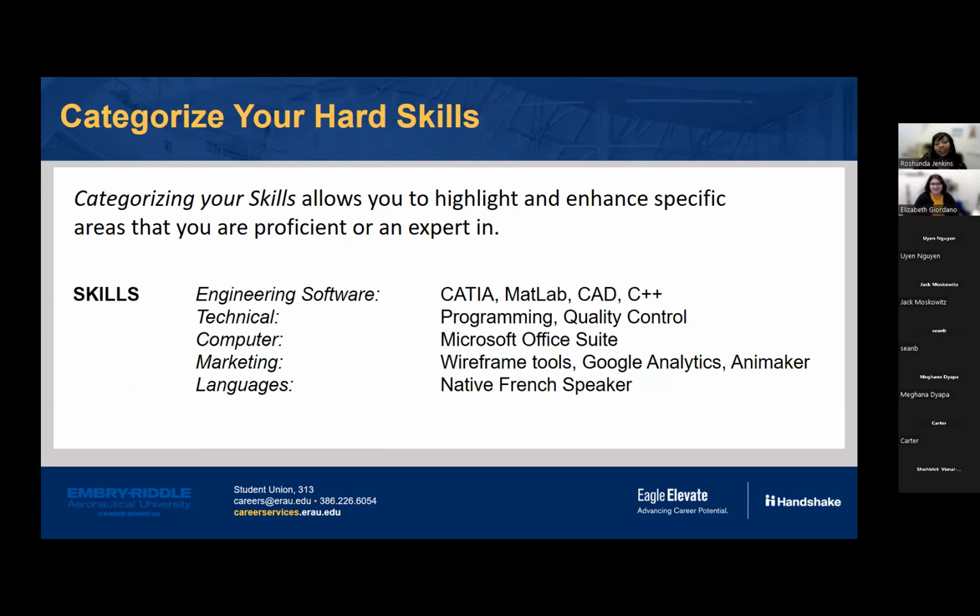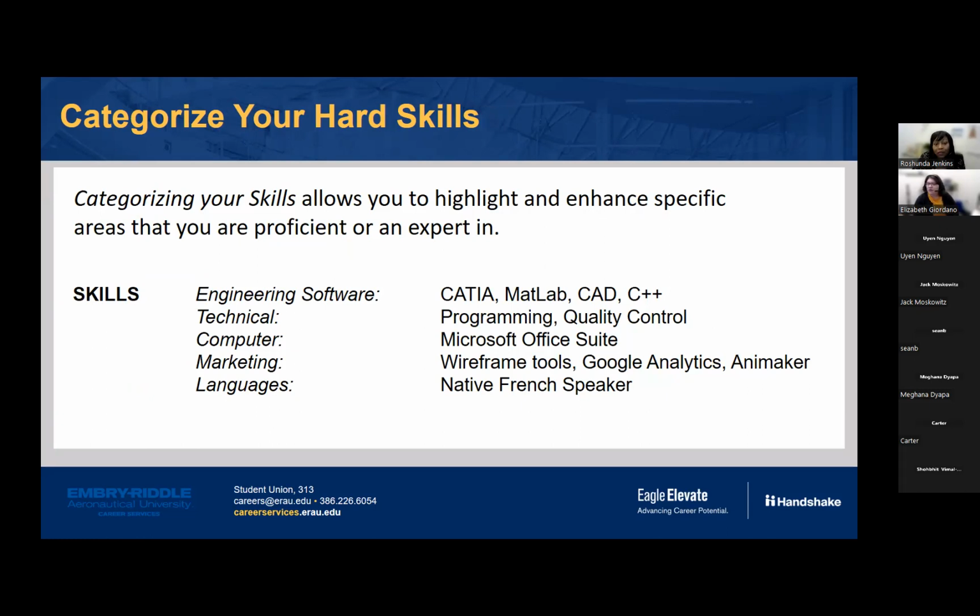All right, so I'm going to talk a little bit about categorizing your hard skills and why it's so important. When an employer looks at your resume, if you have your skills laid out in a way that's super defined, it's going to help highlight those specific skills. And we just gave you all some examples of a way that you can do that. And it's not to say you have to necessarily use these specific categories. Of course, you want to use categories that apply to your major area.